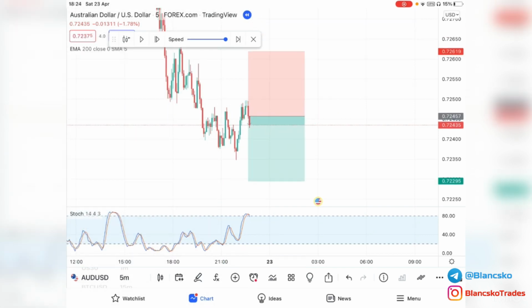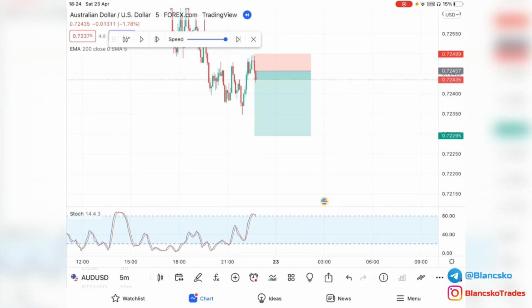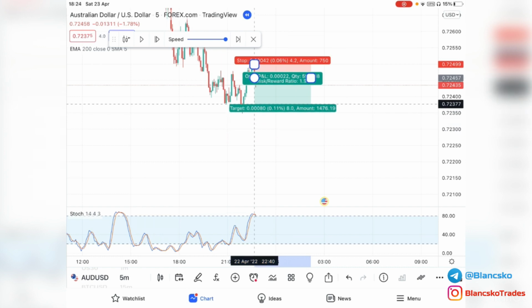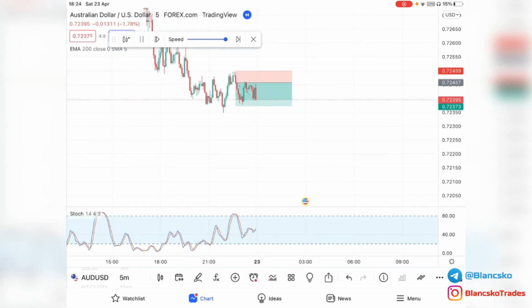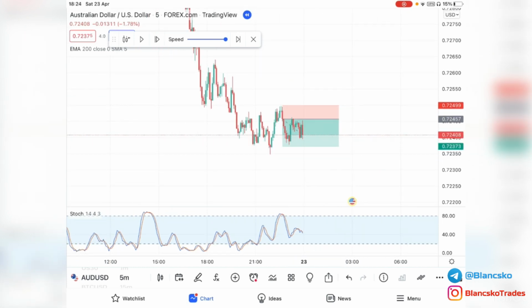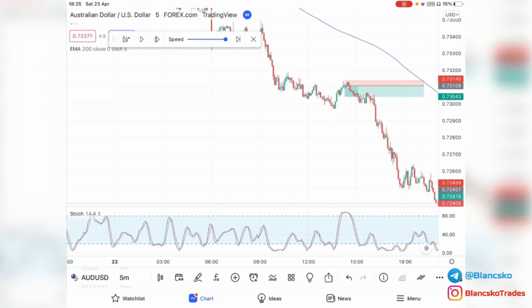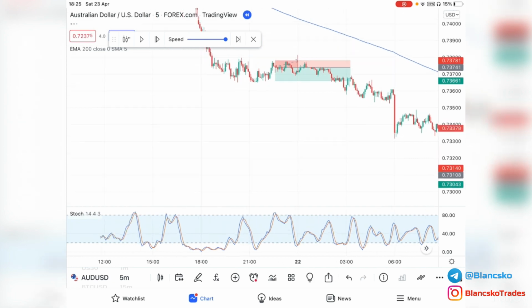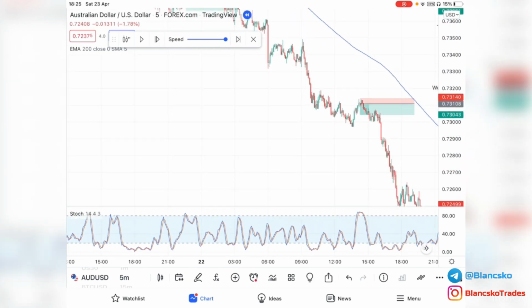After this closure right here, we would have placed our stop loss right above here, and our take profit, as we know, a 1 to 2. So right here. So now let's see how this plays out. Almost hit our TP, and the market closed. Okay, the market closed. This would have been a 1 to 1. So we have a plus 1R here, a plus 2R, and a minus 1. So in total, we made 2% in one day, which is really, really good.